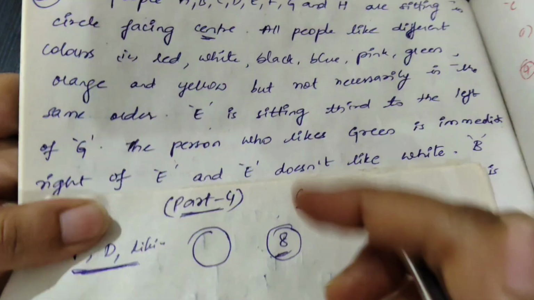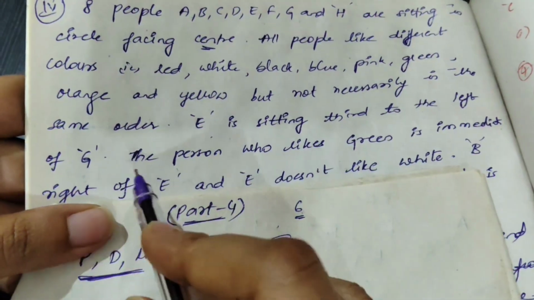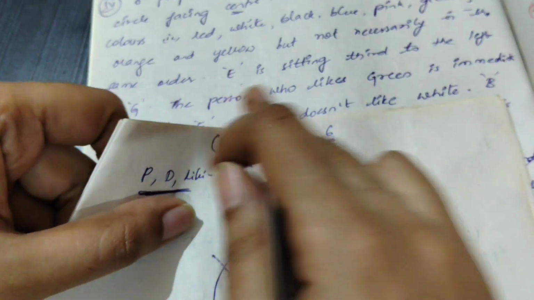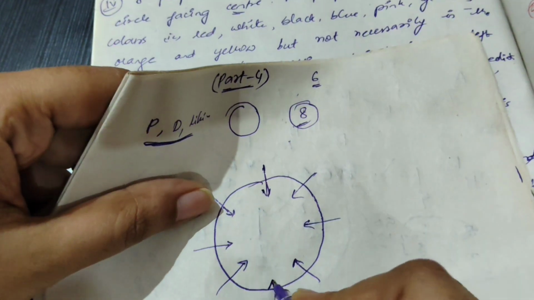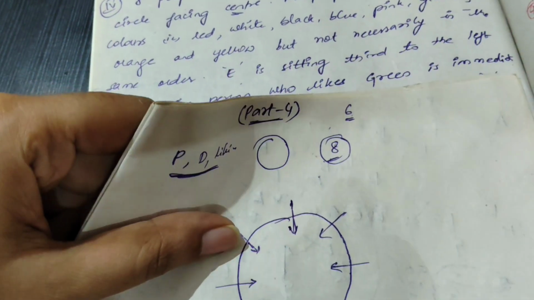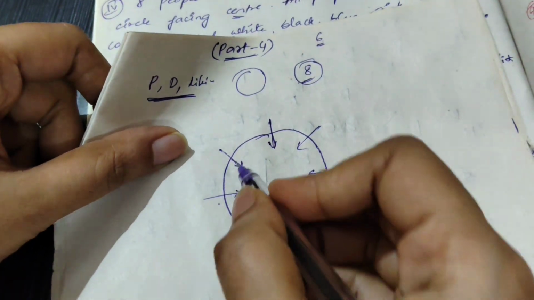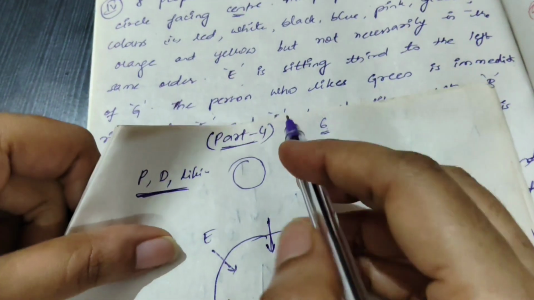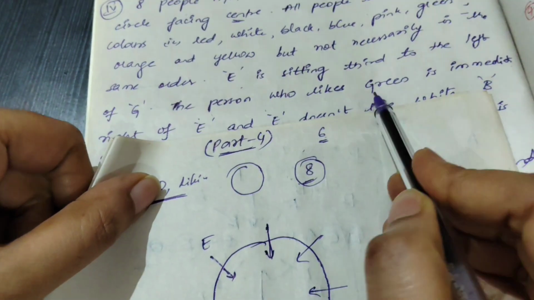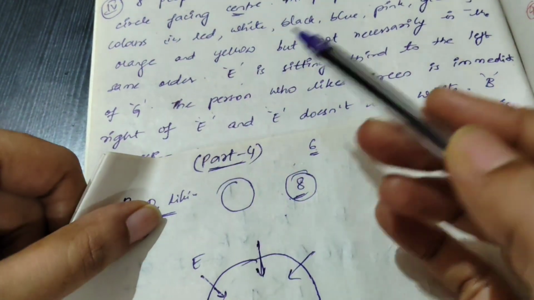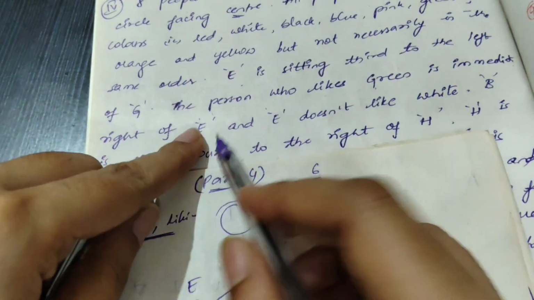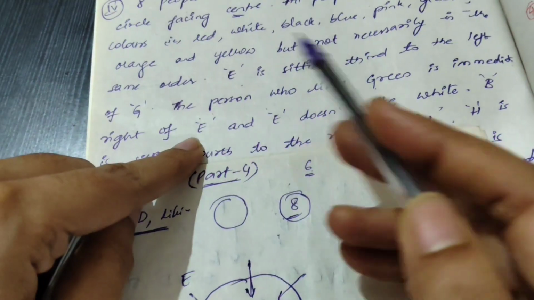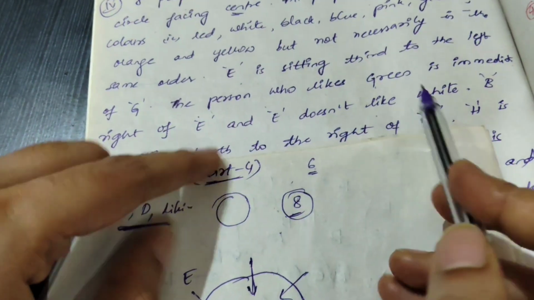E is sitting third to the left of G. Since we know it is the same direction, we will assume. If this is G, E is sitting third to the left, that is 1, 2, 3. Now the person who likes green is immediate right of E. But we don't know where E is sitting. So the person who likes green is immediate right of E, and E does not like white.